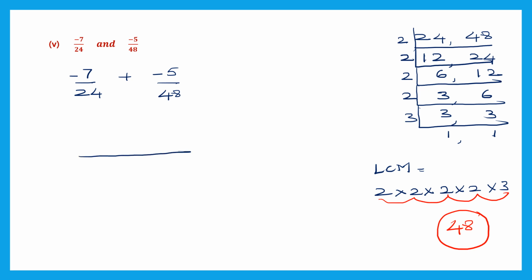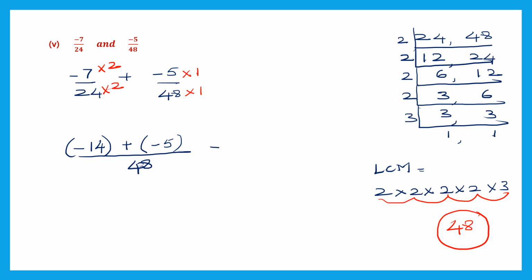So let's write 48. Now let's go to the first rational number. 24 into what is 48? 24 2's are 48. So let's multiply this also by 2. Minus 7 into 2 is minus 14 plus 48 into what is 48? Into 1. So let's multiply this by 1. So minus 5 into 1 is minus 5. So here we have minus 14 plus minus 5.